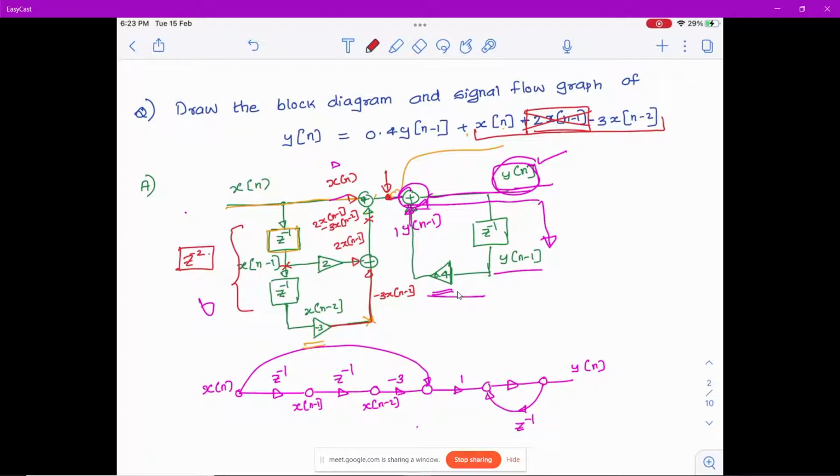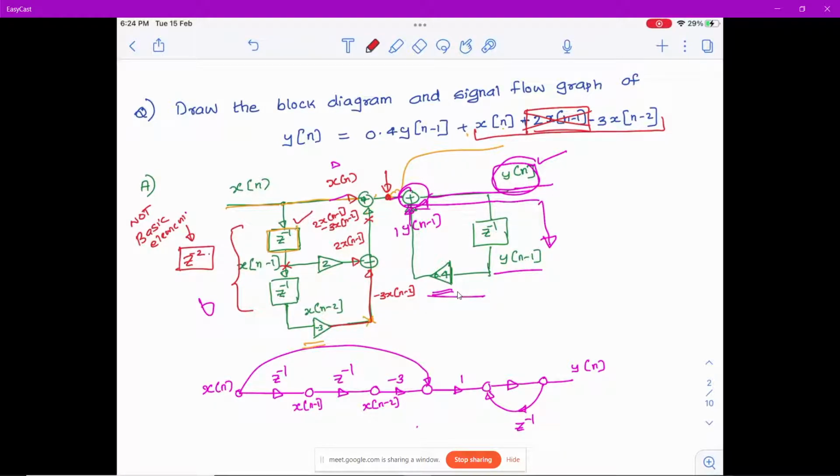അതാണ് conventional way. We don't show it as z raised to minus 2, കാരണം നമ്മുടെ ബേസിക് എലമെന്റ് എന്ന് പറയുന്നത് യൂണിറ്റ് ഡിലേ ആണ്. ഒരു സിംഗിൾ ഡിലേ ആണ് ബേസിക് എലമെന്റ്. z raised to minus 2 എന്ന് പറയുന്നത് നമ്മുടെ ബേസിക് എലിമെന്റ് അല്ല. ഓക്കെ, നമ്മുടെ ബേസിക് എലിമെന്റ് z raised to minus 1 ആണ്.